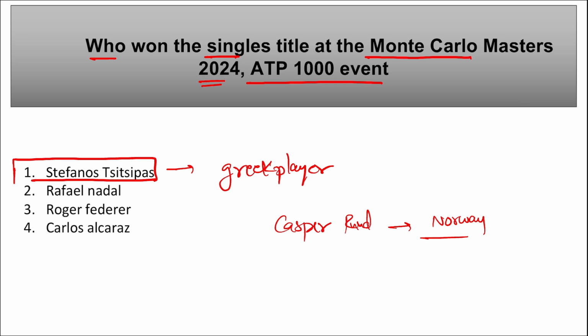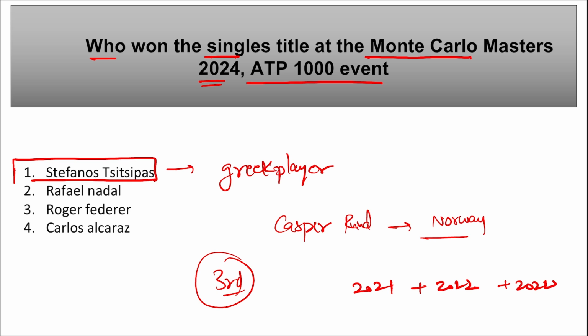Correct? And remember, this marks Stefanos Tsitsipas' third Monte Carlo Masters title. He earlier won this in 2021, then he won it in 2022, and now he won this in 2024. Correct? Then remember, this is the 117th edition of the Monte Carlo Masters. That is also your Rolex Monte Carlo Masters, and this was held at the Monte Carlo Country Club in France. It was from 6th to 14th of April.